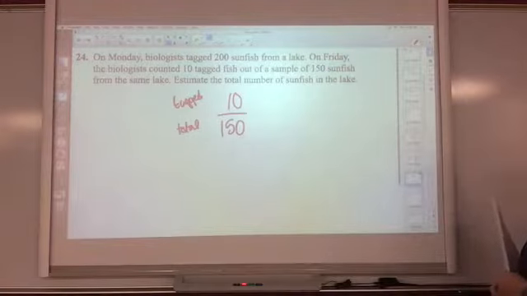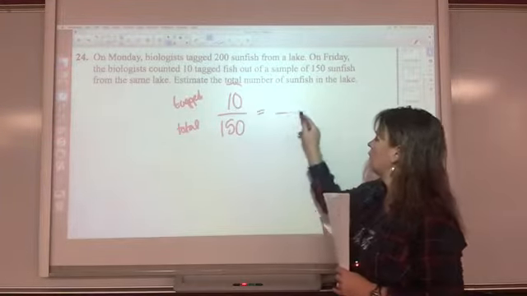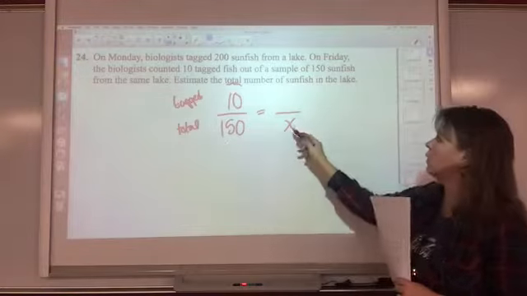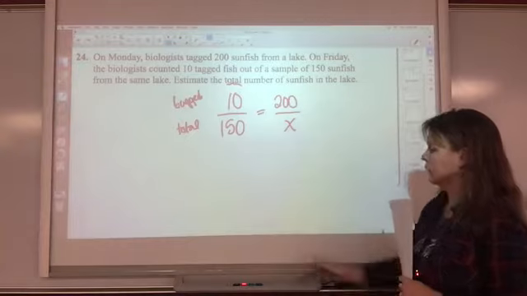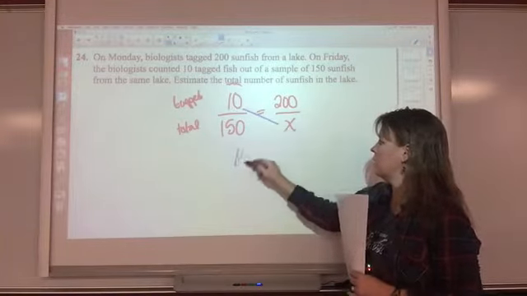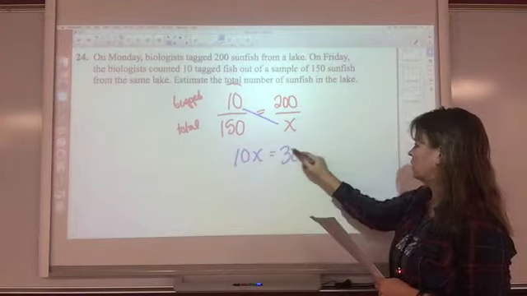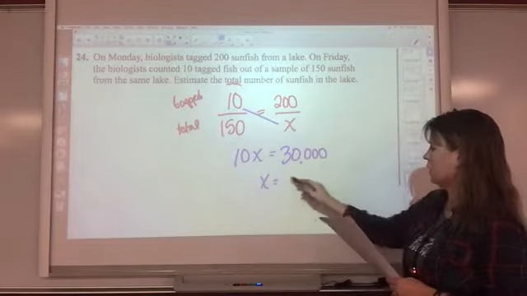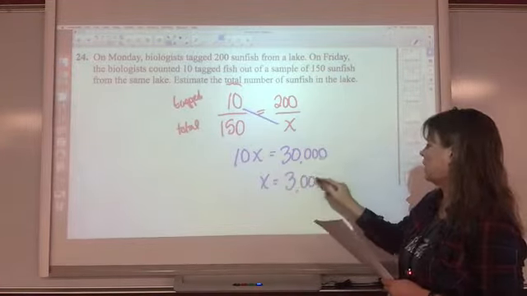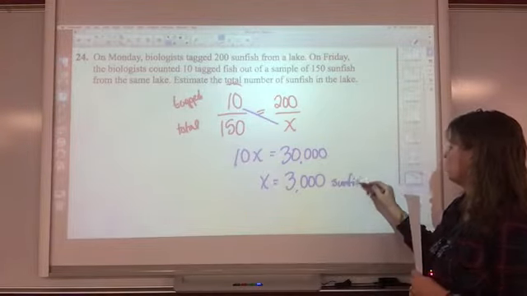They caught 150 fish, 10 of them were tagged. Estimate the total number of sunfish in the lake. We do not know the total. We know that they tagged 200. Cross multiply, 10x equals 30,000. And if you divide both sides by 10, you get a pretty good idea that there will be 3,000 sunfish in the lake.